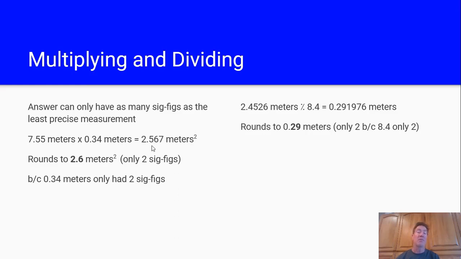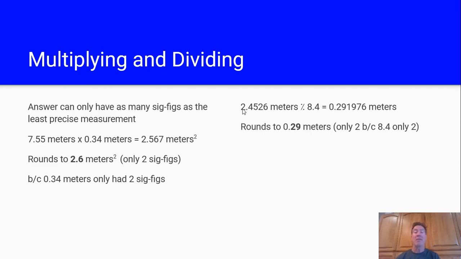I round up because it's 5 or more. And so my answer is 2.6, and that's it. I stop. I don't write any more numbers because I'm not allowed. I have no confidence in those numbers because I only had 2 sig-figs. So my confidence runs out after 2 sig-figs when I'm multiplying and dividing.